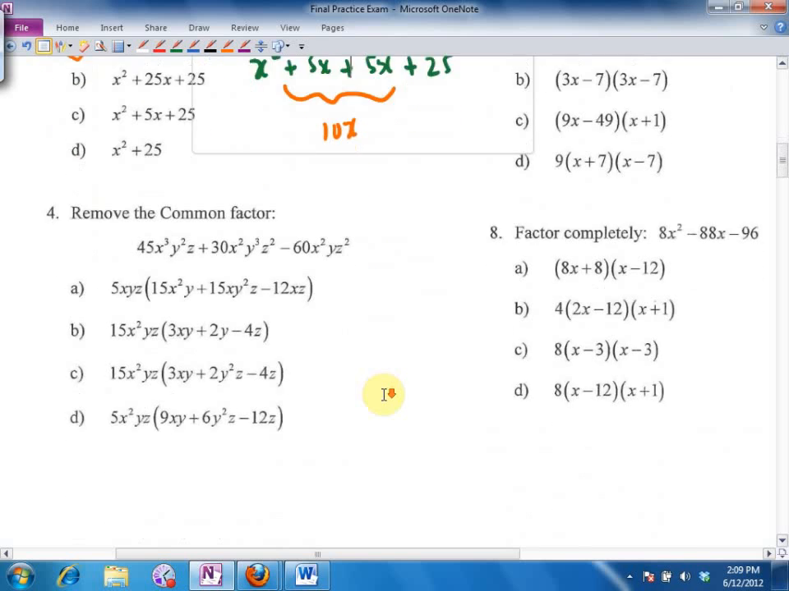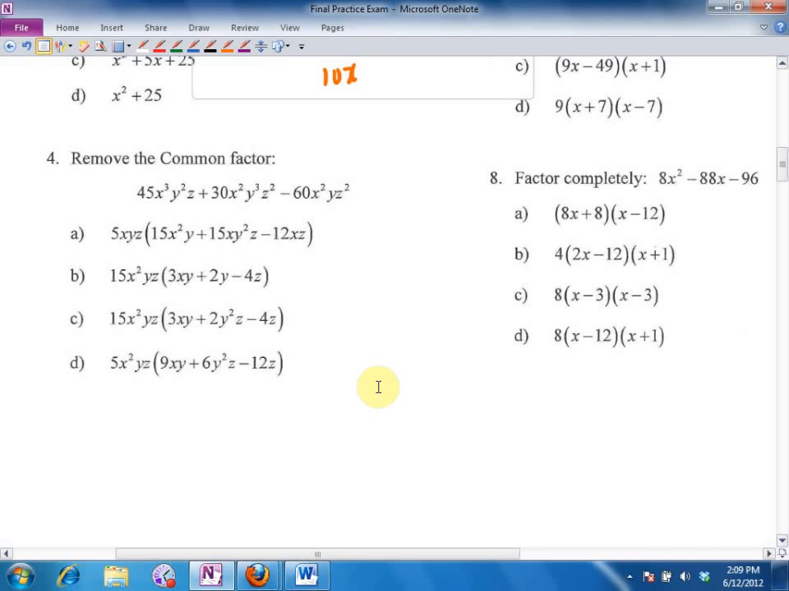Good. Number 4. This is a fairly challenging question. What's the biggest number I can take out of 45, 30, and 60? 15. Good. I take 15 out, and I look at the x's. There's 3 here, 2 there, and 2 there. So I can take how many x's out? Only 2. Good. How about the y's? There's a couple of y's there, 3 y's there, 1 y there. How many y's can I take out, Olivia? Take out 2 y's? No, 1 y. Only 1, because the last term only has 1 y. I can't take more than 1 out of that term.